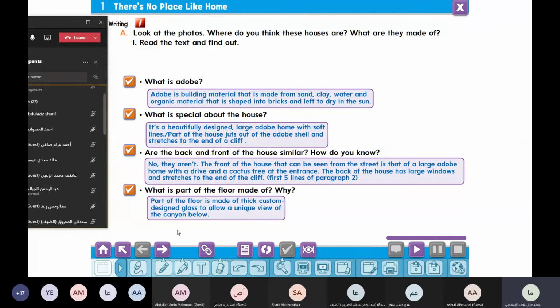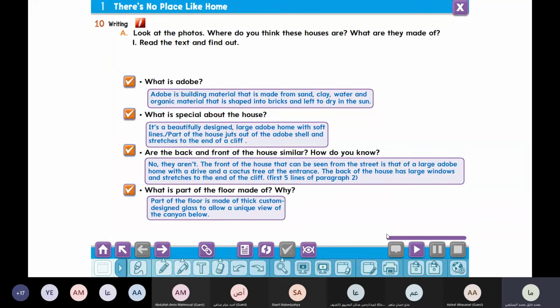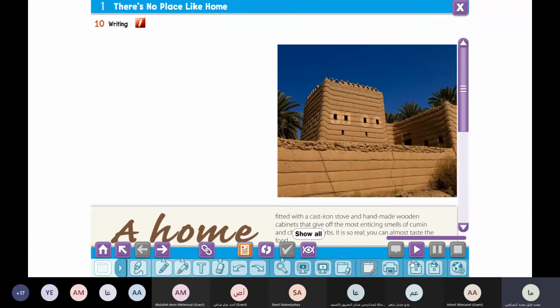Okay, so this is about the first group of questions in exercise A. What is part of the floor made of? Part of the floor is made of thick custom designed glass to allow a unique view of the canyon below. Let's listen again and answer the rest of the questions. Listen, if there is no audio, tell me.